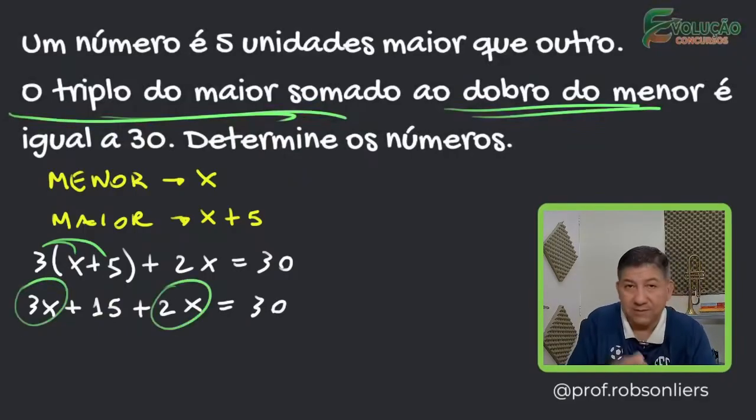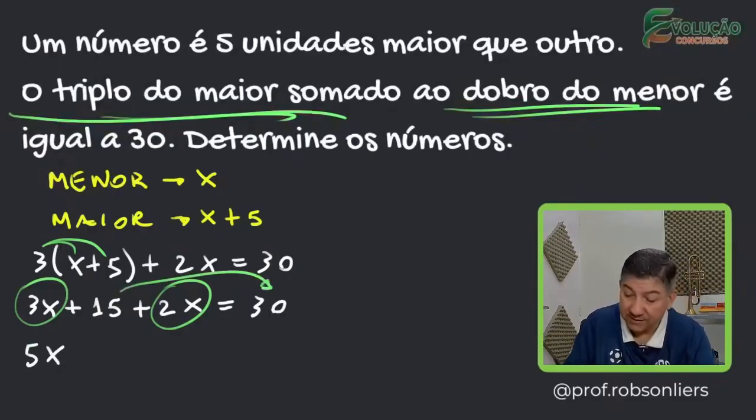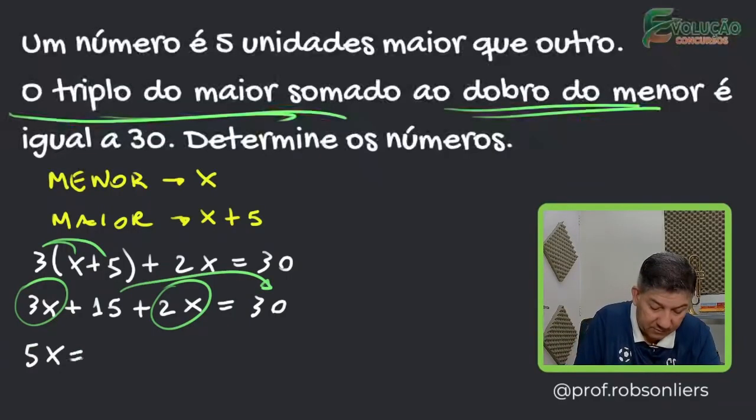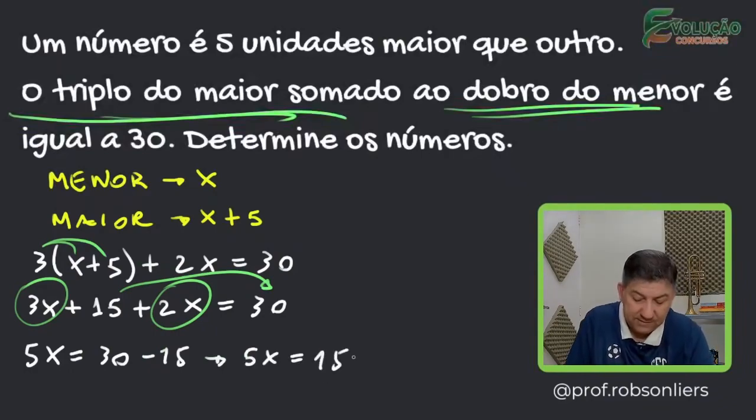Adding 3x plus 2x is 5x, so 5x plus 15. We can move it to the other side of the equation by subtracting, so it will be equal to 30 minus 15. Alright, 30 minus 15, we can solve that. 5x will be equal to 15. 5x is equal to 15.